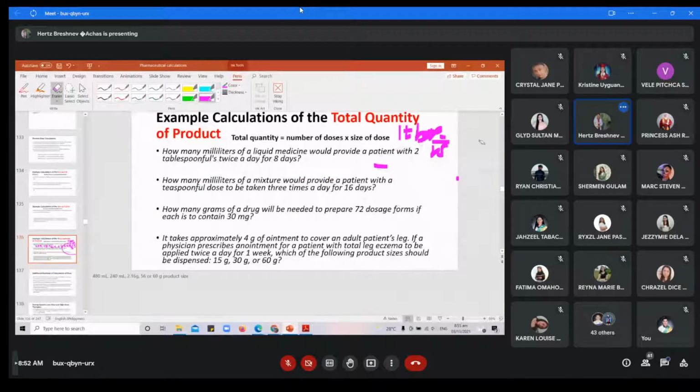Burahin sa nako ha. Number 2, the same lang gyapon. How many milliliters of mixture would provide a patient with a teaspoonful dose to be taken 3 times a day for 16 days? Now, dire is teaspoonful.